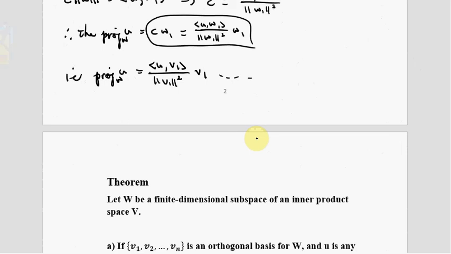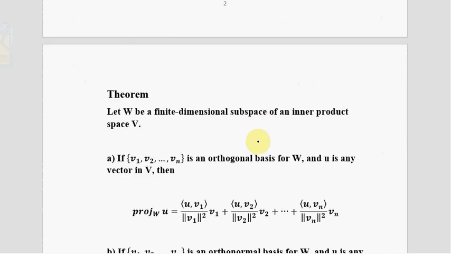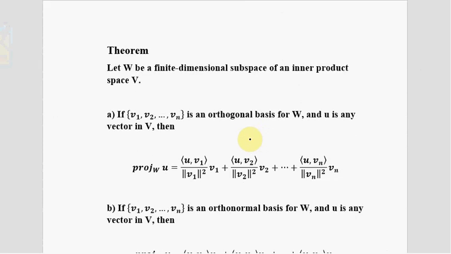That's the so-called projection theorem. So this theorem: let W be a finite dimensional subspace in an inner product space V. If that be the case, then if these vectors V sub 1 to V sub n form an orthogonal basis for W, and U is any vector in V, then the projection of U onto W is just what we just got through showing. We just showed it for one term, but it's the summation of all of them, and it's the same recursive process. If V is orthonormal, then your denominator is 1.